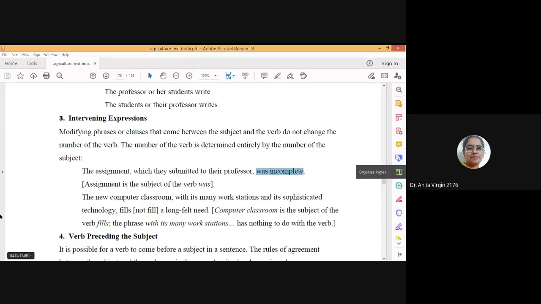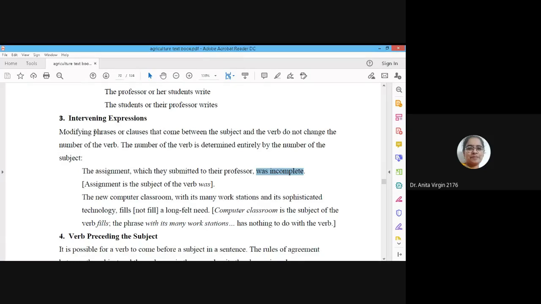But what assignment? What do you want to say about the assignment? If you want to say something about the assignment, we say the assignment which they submitted to their professor. So they are talking about such an assignment which was submitted to their professor was incomplete. The sentence "The assignment was incomplete" itself is correct and okay. But we say something more about this. So if such sentences are there, what should we do?